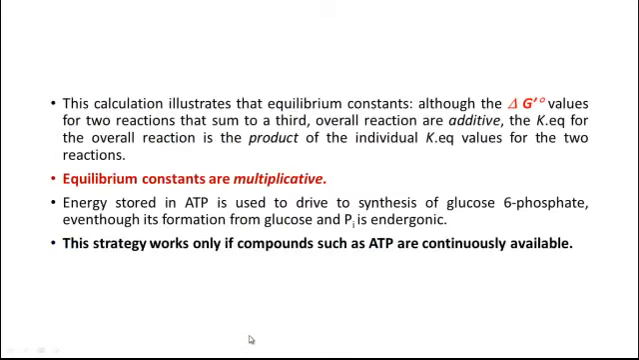So what we have understood from these reactions is that the overall value of delta G for the coupled reaction is additive in nature, whereas the equilibrium constant is the product of the individual equilibrium constants of the two reactions, meaning the equilibrium constant is multiplicative. The energy which was stored in ATP is used to drive the synthesis of glucose 6-phosphate, even though the formation of glucose 6-phosphate from glucose was an endergonic reaction. But this kind of strategy will work only if the energy-providing compound like ATP is continuously available.